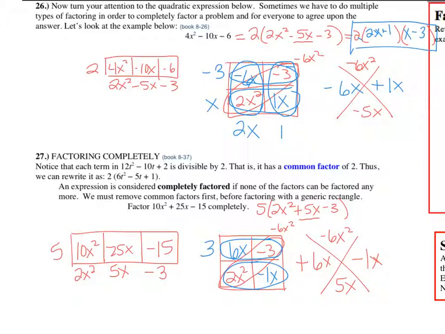So 6x and negative 3 are both multiples of 3, so I can divide them by 3 and factor out a 3. 2x squared and negative 1x both have an x. 6x and 2x squared are both even, so they're divisible by 2, and they both have an x. Negative 3 and negative 1x are both divisible by negative 1. So our completely factored form is 3 times 2x minus 1 times x plus 3.